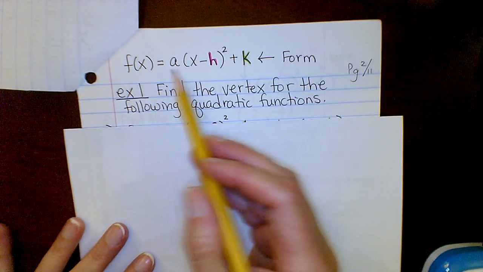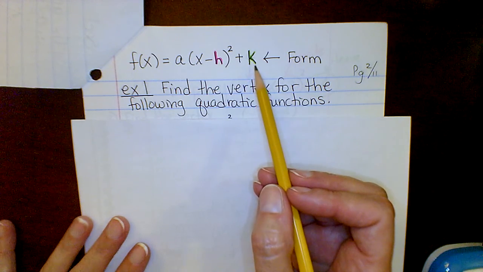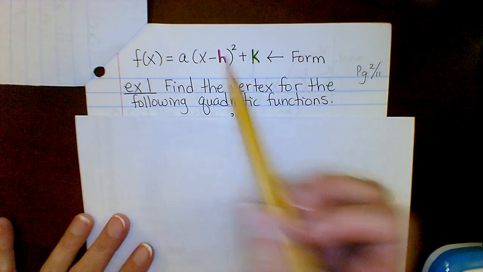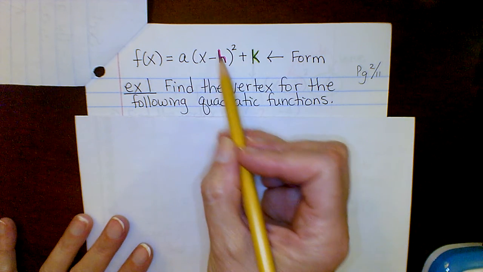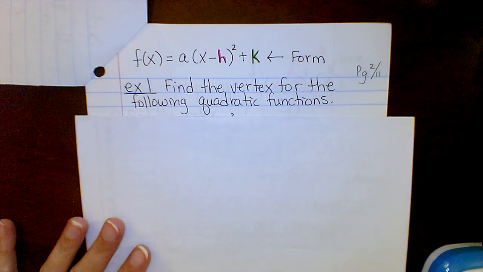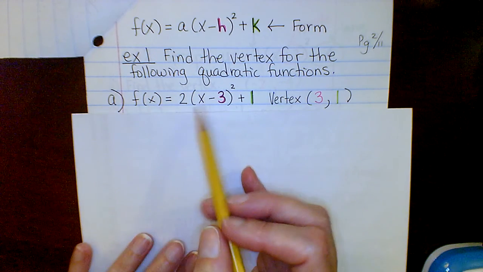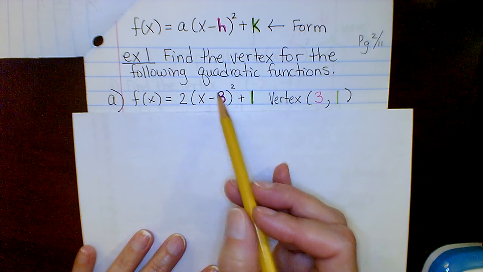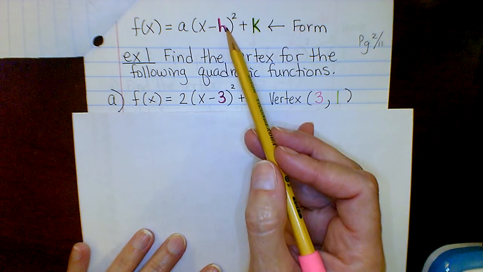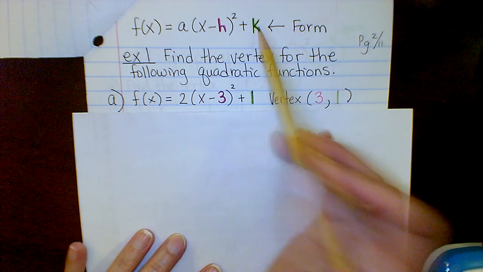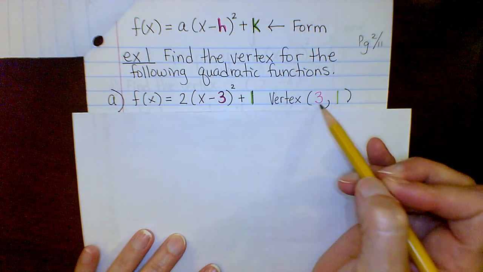So let's start off with this completing the square form and figure out how to read it in order to find the vertex. The tricky thing about this form is that this minus right here is really going to throw us off. Looking at this first function, we get 2 times the quantity x minus 3 squared plus 1. Matching it up with the formula, you can see that 3 is in the h location and 1 is in the k location. There's the plus, there's the minus. So my vertex is (3, 1).